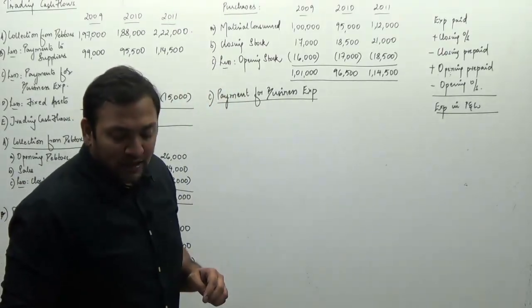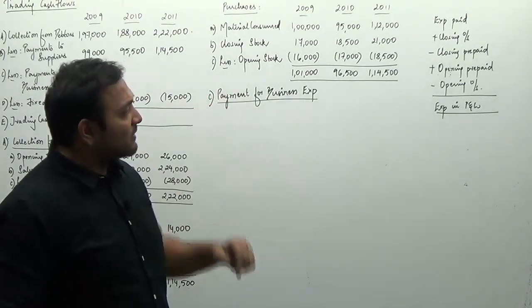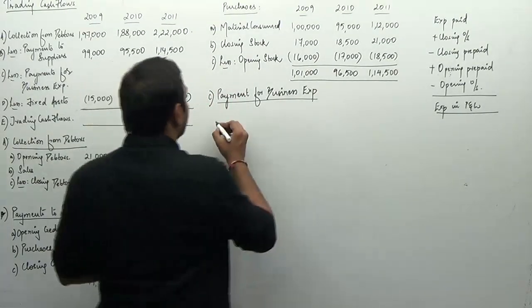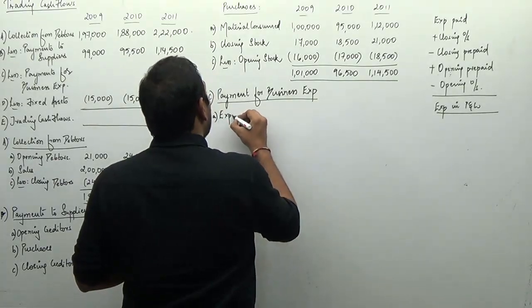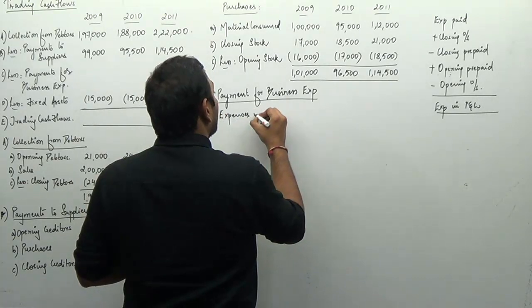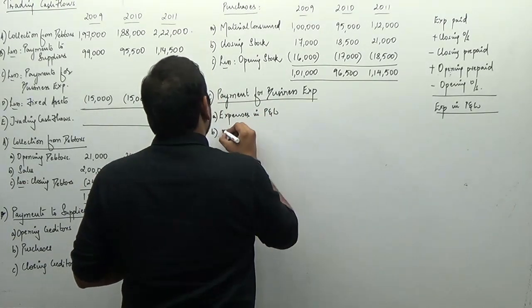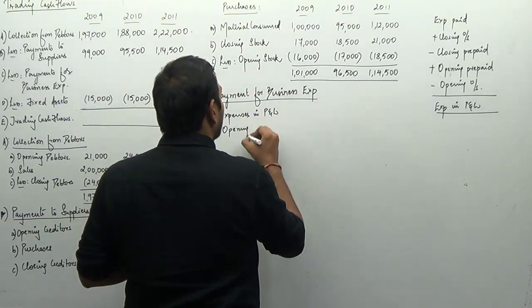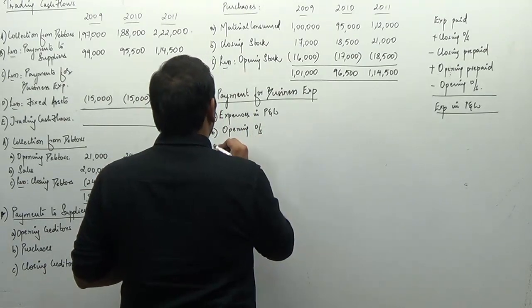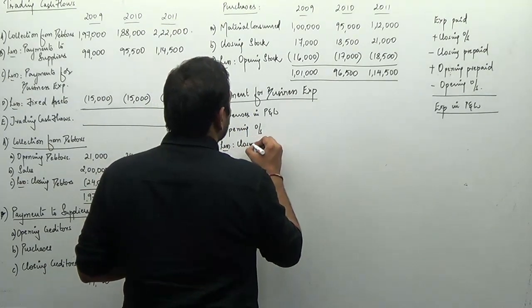Now, I know expenditure which is given in the PNL, but I need to know what is the expenditure paid. How will you give? Formula. I will start with expenses in PNL. Then add opening outstanding, less closing outstanding. Exact reverse signs you have to apply.